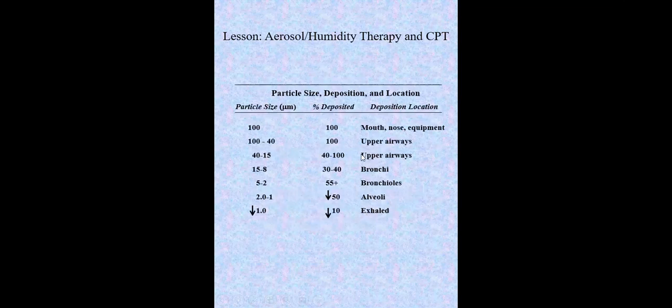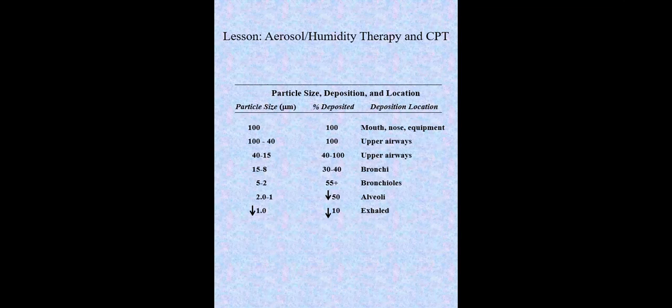This is just a little chart here that is pretty accurate. It shows the size of the particle, the percent of it that is deposited, and where it is deposited, okay? So if the particle sizes are 100 microns, 100% of those particles are going to hit the nose, the mouth, or the equipment. They're never going to make it to the lower airway. If they are 40 to 100 microns, 100% of those will be deposited in the upper airways. I'm sorry, upper airways will be mouth, nose, and throat, right? That's the upper airway.